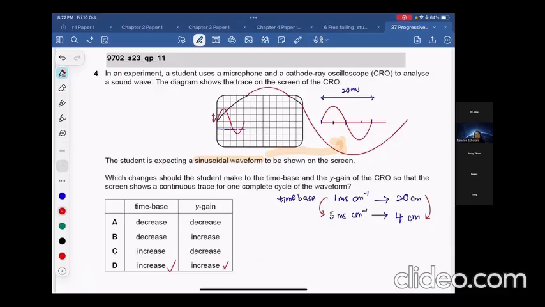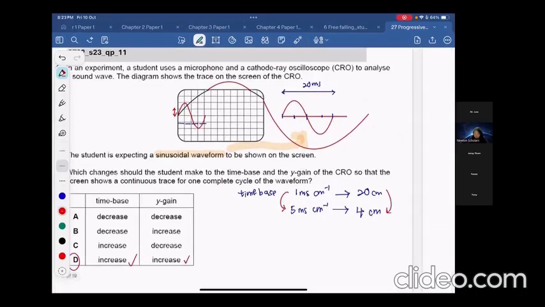Then we increase the scale, making every 1 cm represent a higher millisecond value. So we only need 4 cm to display, 4 boxes. Is that clear for this number 4? The answer will be D. Okay, Wesley said okay. Yeah, Jory, correct.